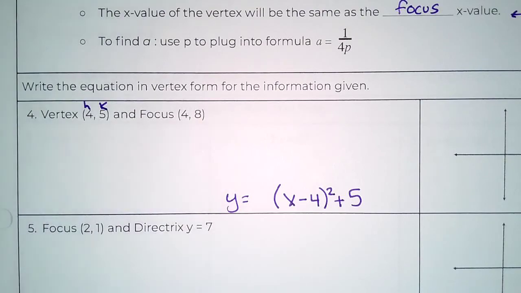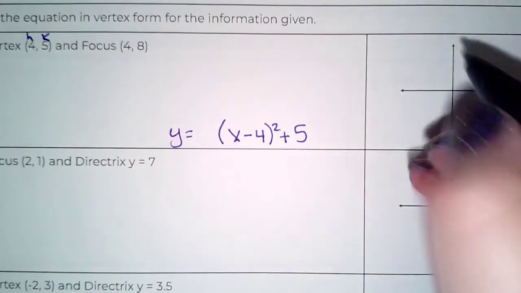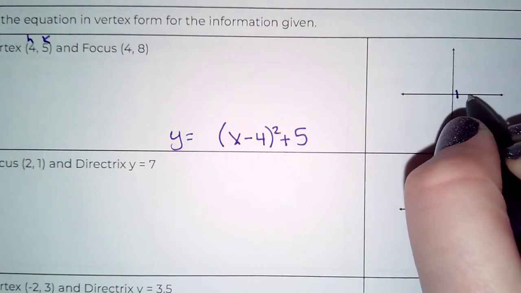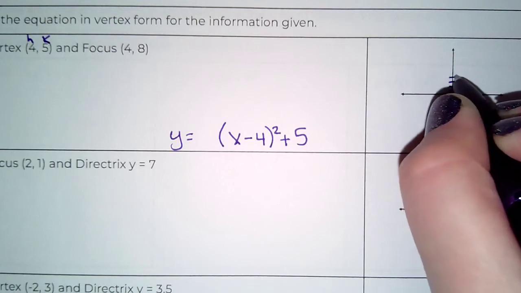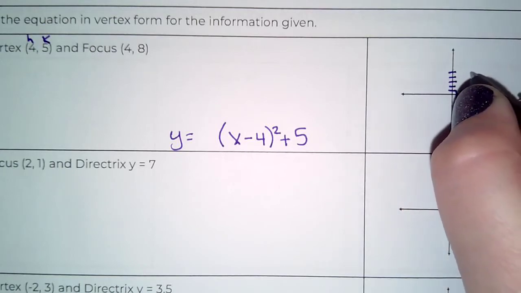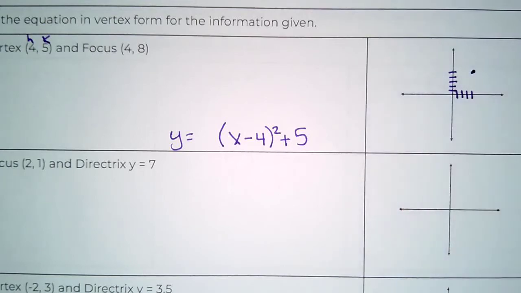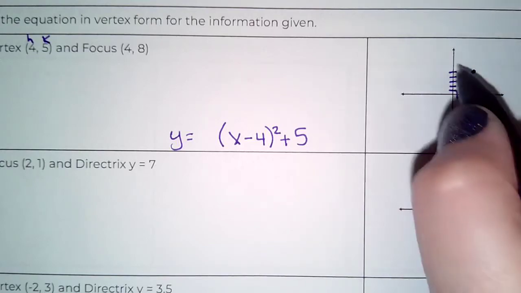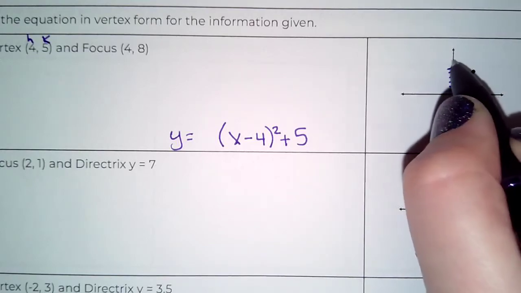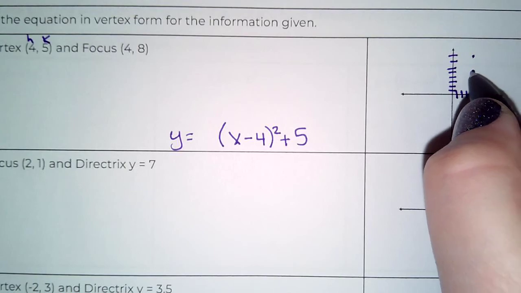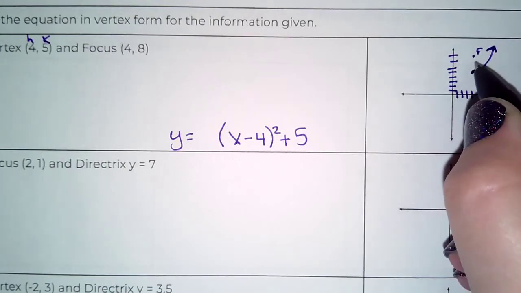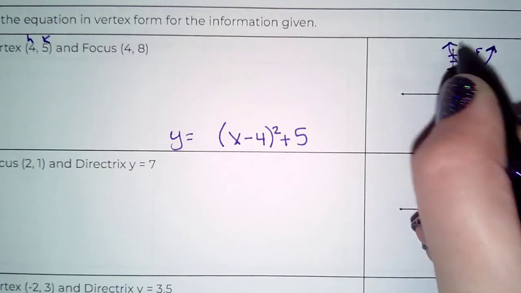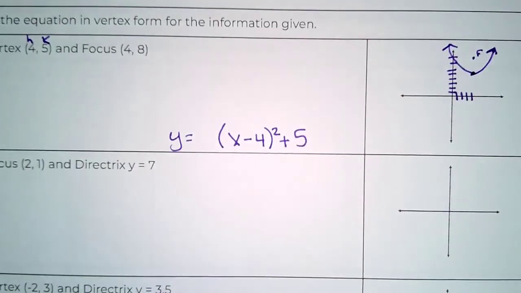We have the focus here, so I would encourage you to sketch this. So (4, 5): 1, 2, 3, 4, then 1, 2, 3, 4, 5. There's our vertex, and our focus is (4, 8), so up 8: 5, 6, 7, 8. Our parabola is opening upwards if the focus is above, so whatever number I get for a should be positive.